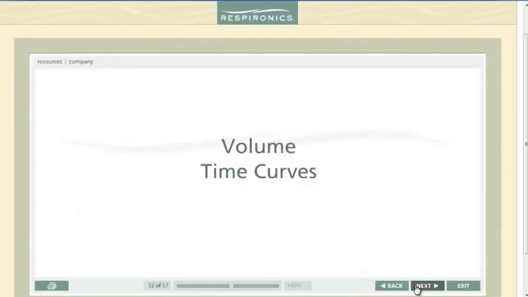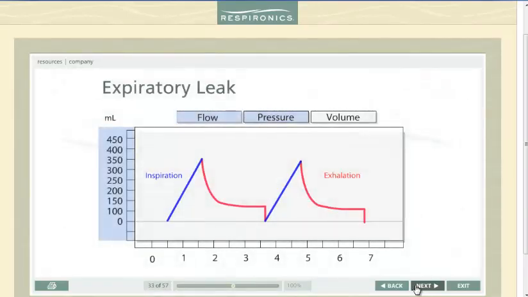Now let's turn our attention to clinical scenarios that we can detect by observing volume time curves. What is happening here? The volume time curve is a good place to observe the effect that a leak or early air trapping has on exhaled tidal volume. The difference represented by the arrow in the volume time curve is the lost exhaled volume.